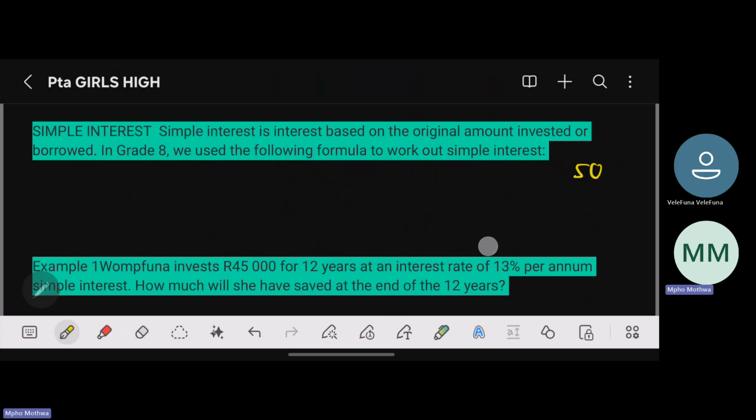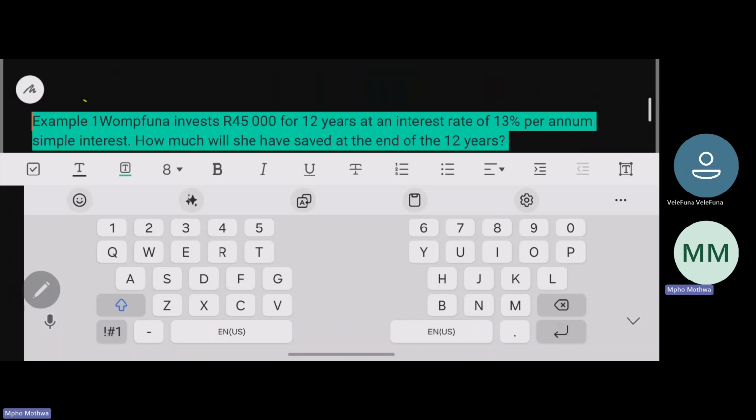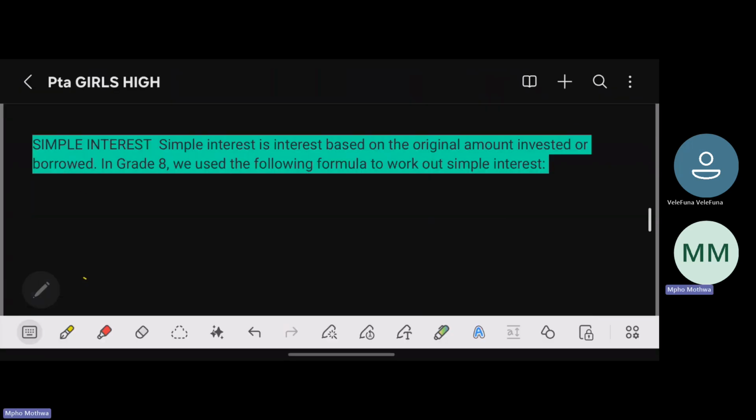As we are going to exhaust this one, the simple interest, any question on simple interest? How does it work? If I take an example. Yes, sir, can you please give an example? Yeah, here is the example. So let us read here. Simple interest. Just hold on for a minute. Bear with me. Okay, let's go back.